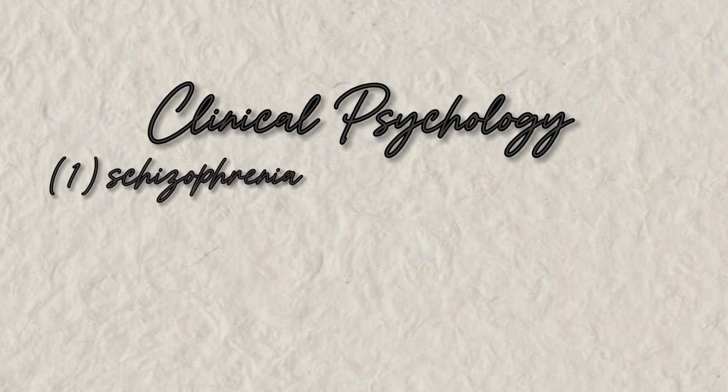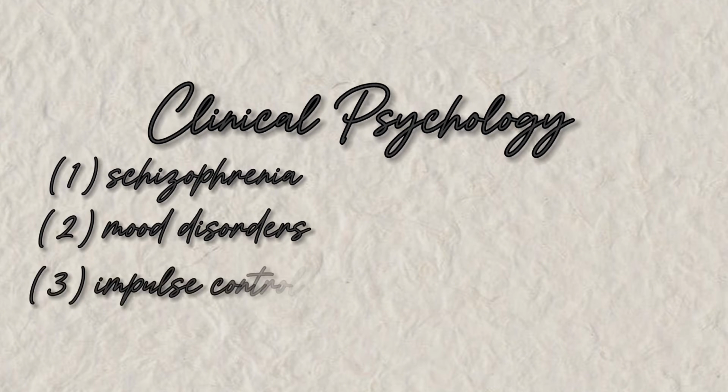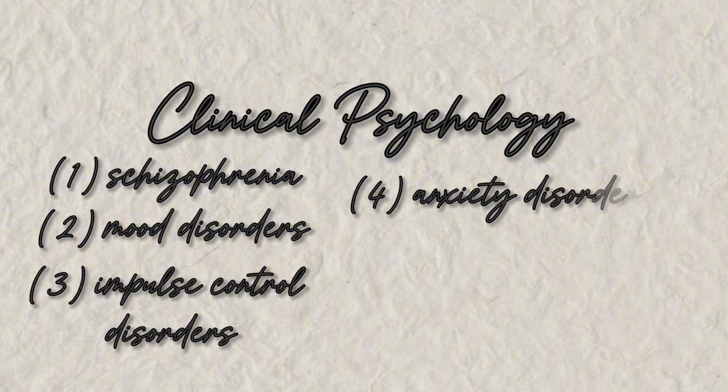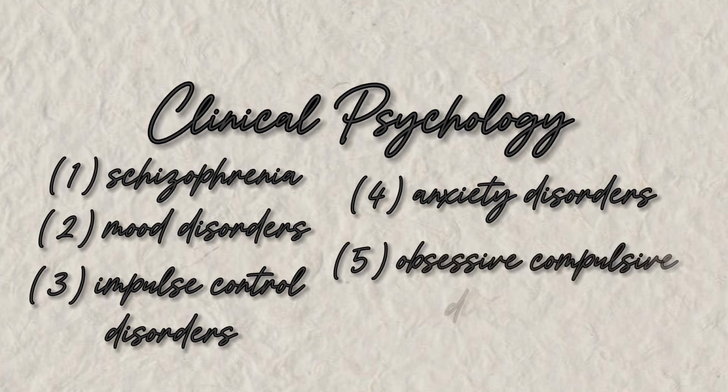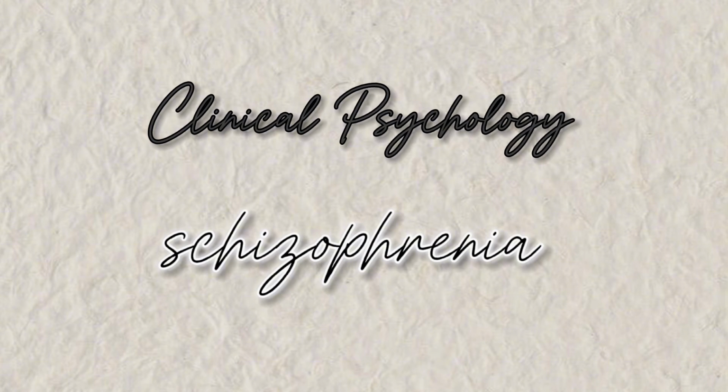Hey everyone, today we are going to do clinical psychology from the Cambridge A-level syllabus. Clinical psychology consists of 5 main topics. First, schizophrenia, second, mood disorders, impulse control disorders, anxiety disorders, and lastly, obsessive compulsive disorders. In this video, we will cover the content of schizophrenia from the A-level syllabus.